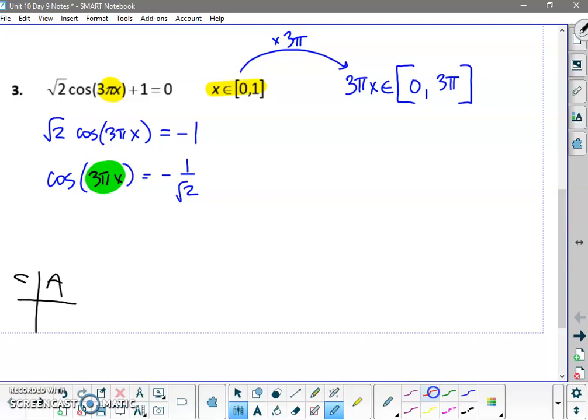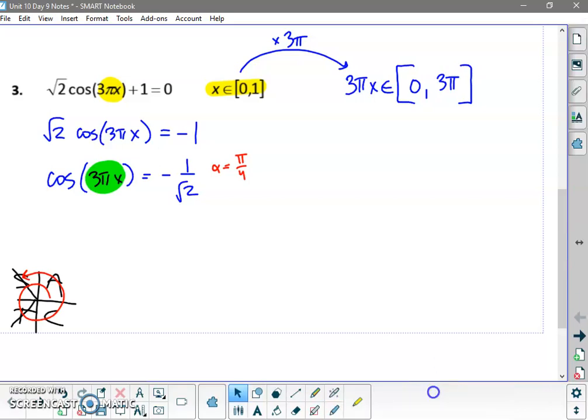So this one is, again, a little challenging. Let's think quadrants, ASTC. If you notice here, cosine is negative. Well, where's cosine negative? In the second and the third quadrants. Where is cosine 1 over radical 2? Well, that's 45 degrees, so my reference angle here is going to be pi over 4. But I need that in the second and the third quadrants, and I'm going from 0 to 3 pi. So kind of follow along here. I have to cover this. There's 2 pi, and there's 3 pi. So there's going to be 3 possible angles.